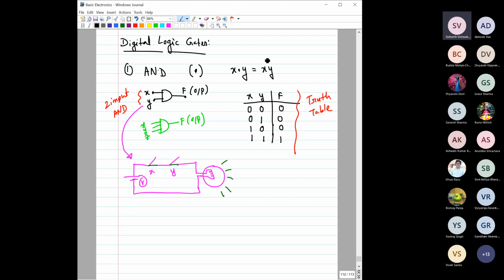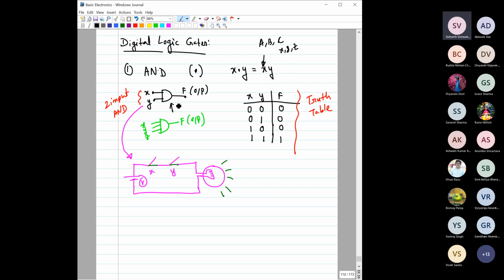We have already mentioned that any input is denoted in digital electronics by a single alphabet. It may be an uppercase alphabet like A, B, C, D, or it may also be a lowercase alphabet. That is also fine, so you can use any one of them.